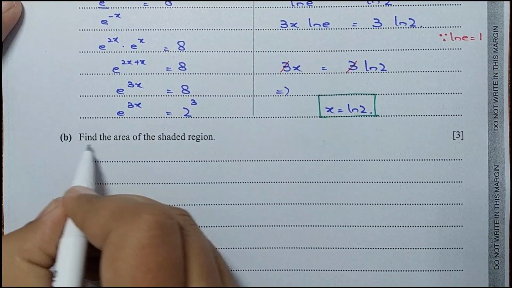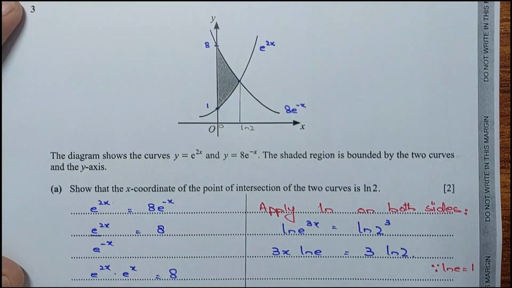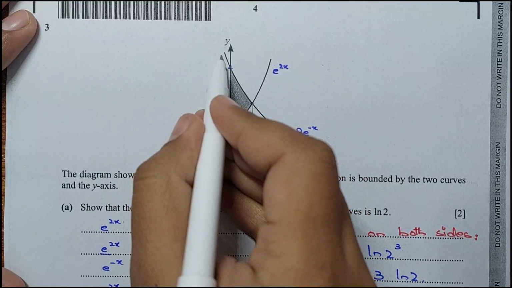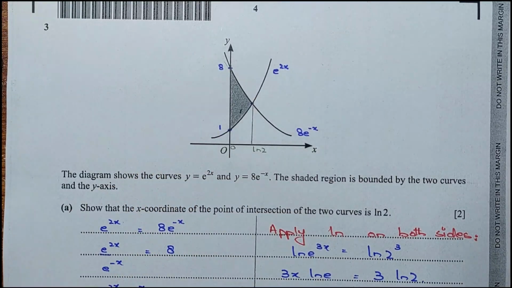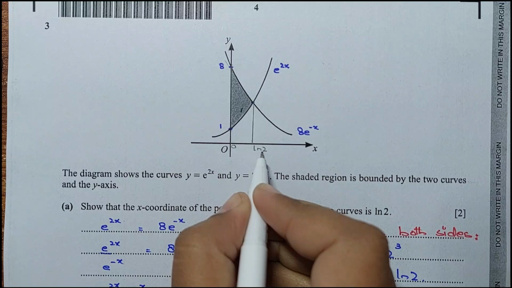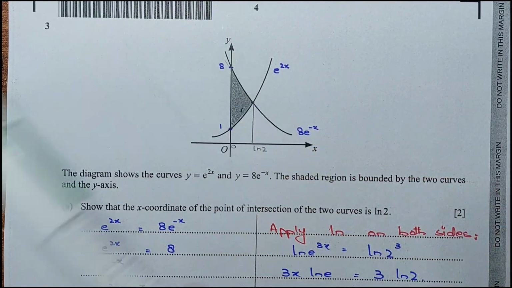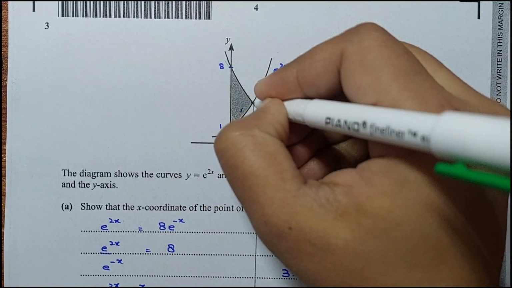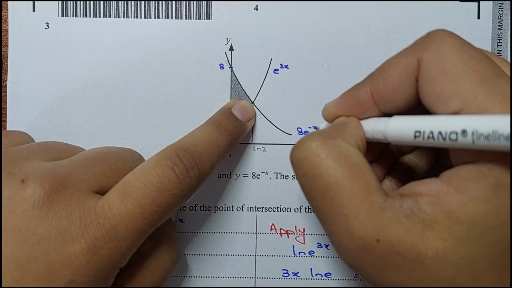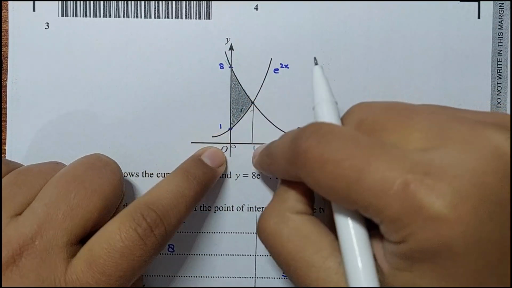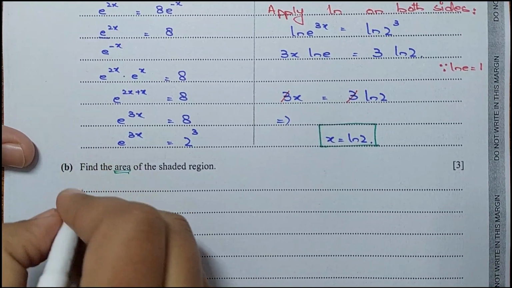Now for part B, find the area of the shaded region. As you can see, the area of the shaded region is bounded between the two curves, this curve and this curve. When we have the area between two curves, we have to integrate with the limits from 0 to ln2, the upper curve subtract the lower curve. This one is the top curve, so the upper curve is 8 e power minus x and the bottom curve is e power 2x.